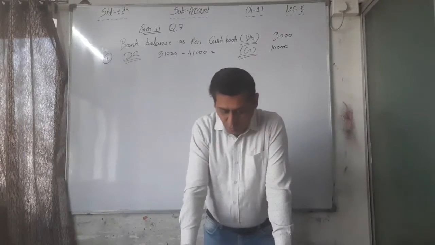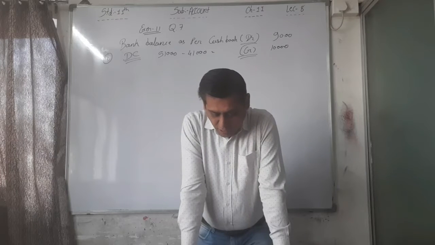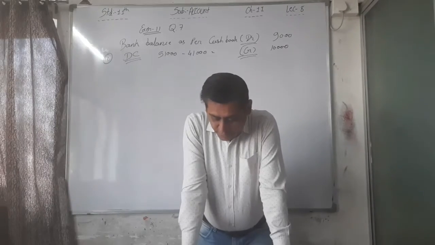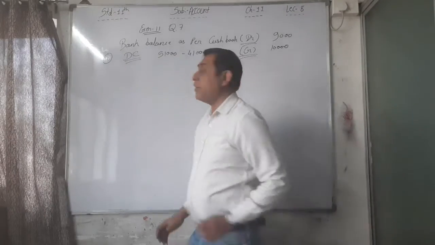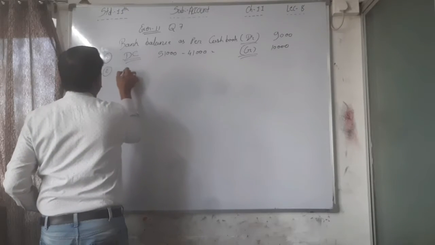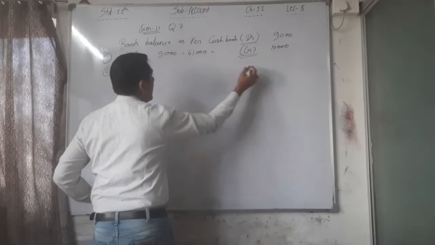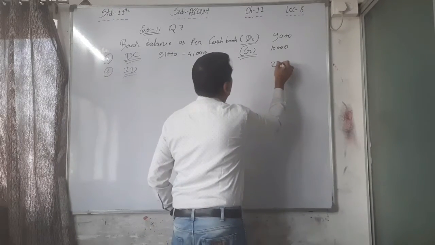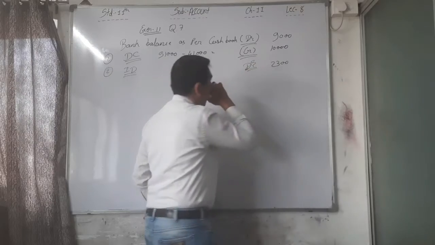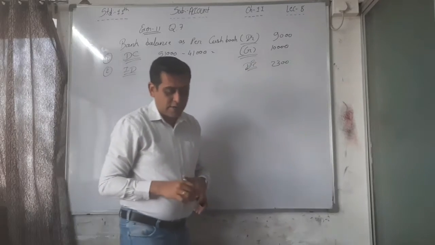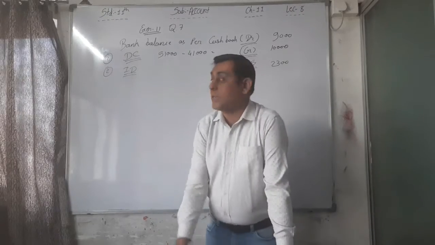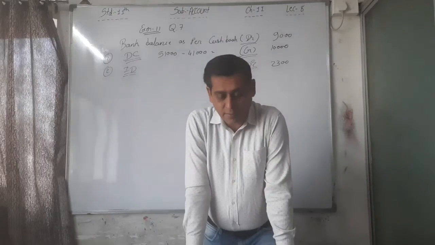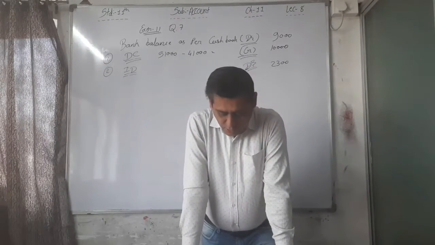Now the second one: bank has paid, a check of rupees 2,300 is drawn, that is check issued but not presented or not given to the creditor. That's why it is DC ID: directly 2,300 is debited because check issued but not presented. DC ID, I means issued, D means debit, issued debit. So here the second point is over.